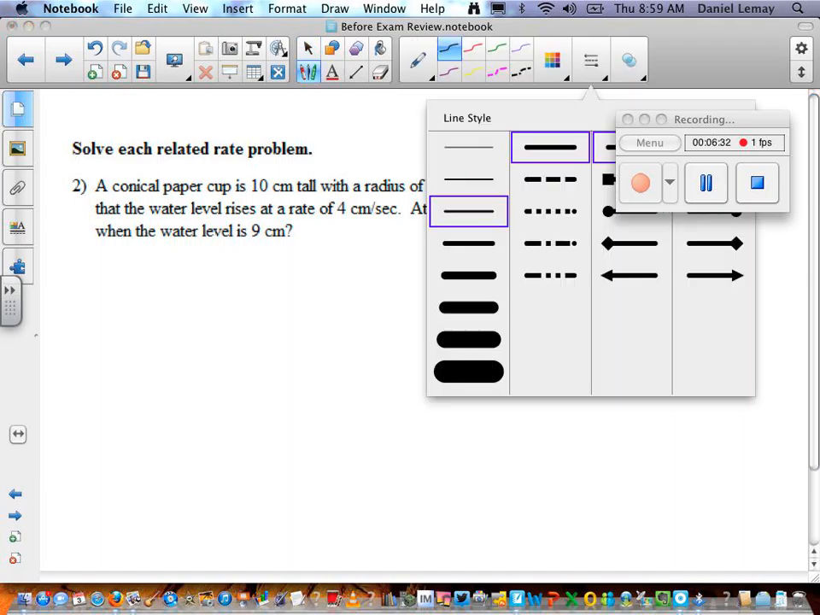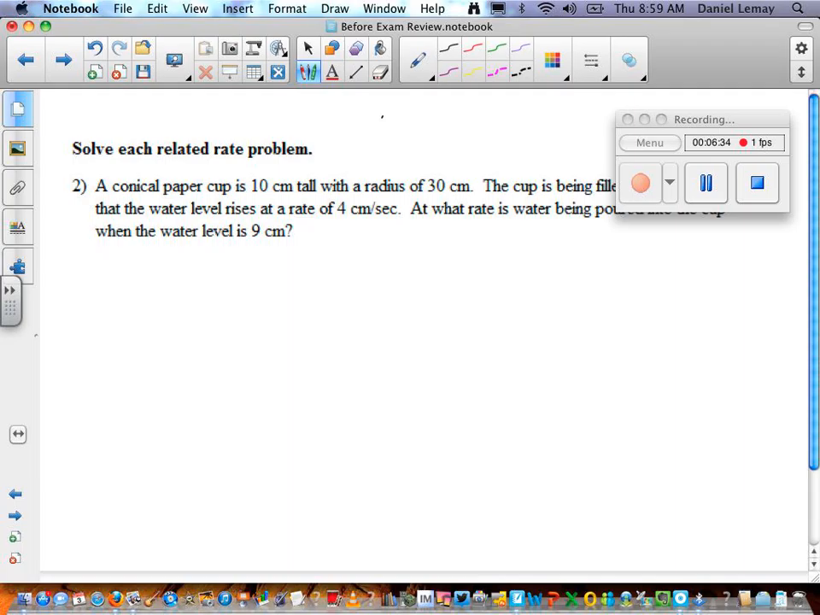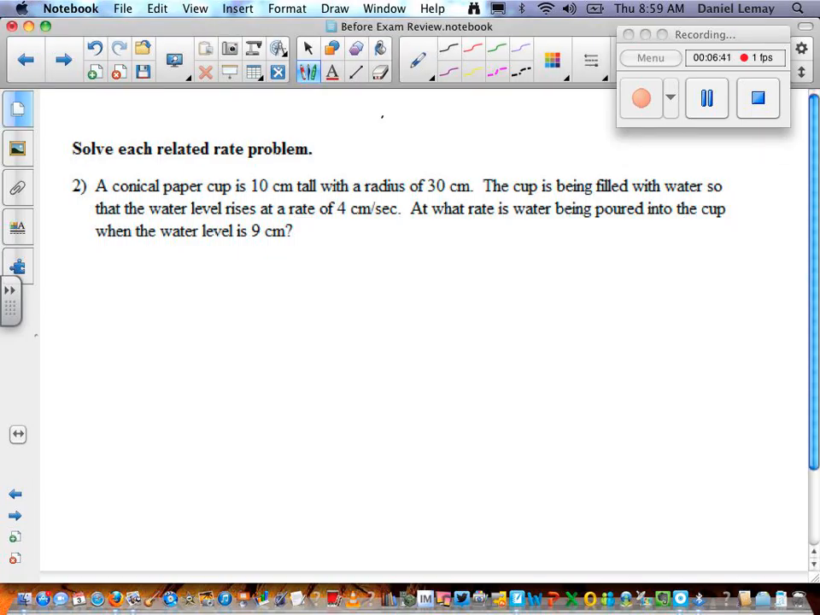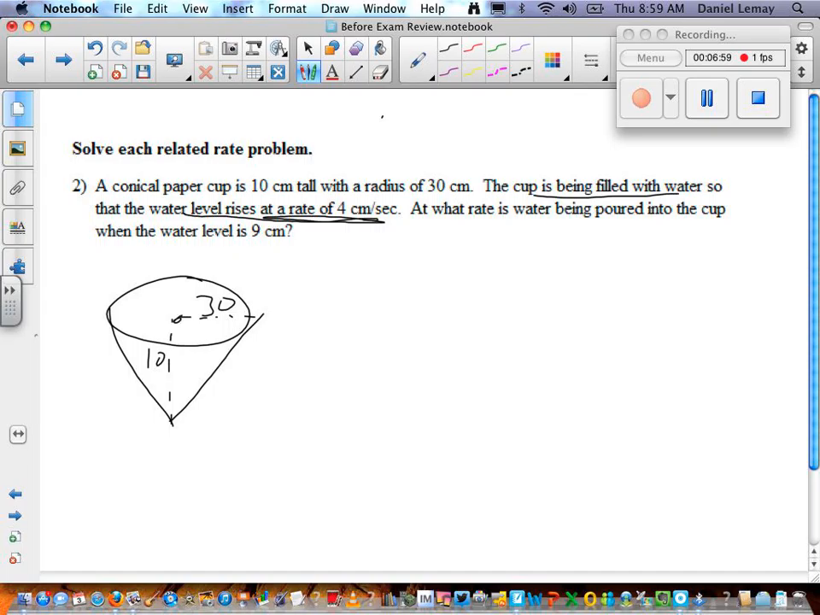Now this one, what's different about this one? Well, what did they give us? They give us a height, so we can draw a picture, right? We know the height is 10, the radius is 30, and the cup is being filled with water, so the water level rises at a rate of 4 centimeters per second. So that's dH/dt, right?